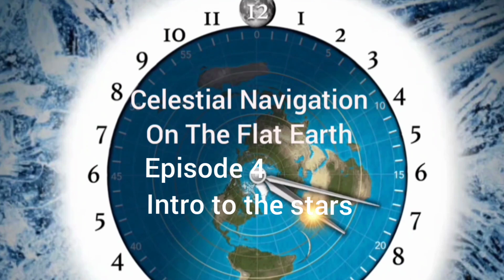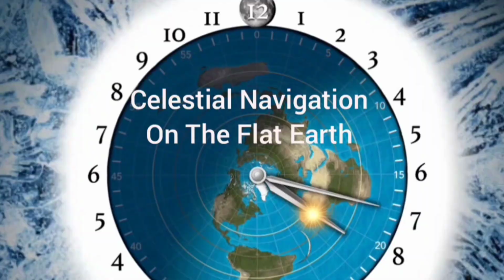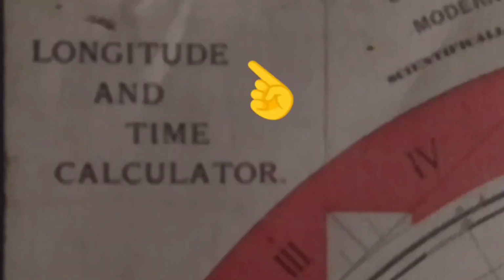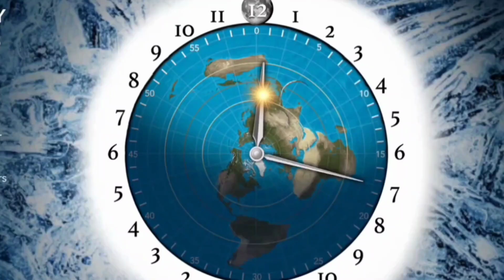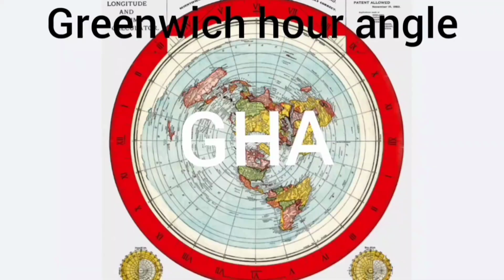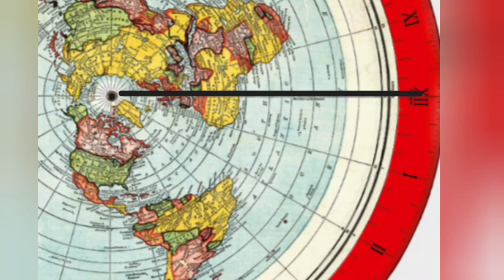This is Celestial Navigation on the Flat Earth, Episode 4, Intro to the Stars. We have showed previously that the Gleason's Flat Earth map is a longitude and time calculator, as stated on the map. We have showed that it is literally acting as a clock, and this is the Sun, Moon, and Zodiac Clock app. Check it out if you want to learn more. And we figure the longitudes by using the Greenwich hour angle, which is the longitude that cuts through Greenwich, UK, represented by that black line there.